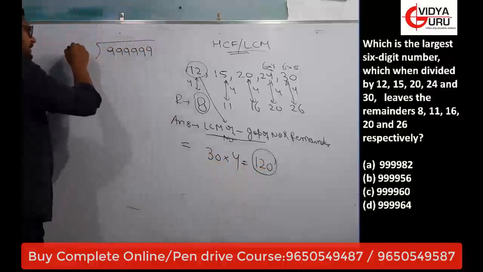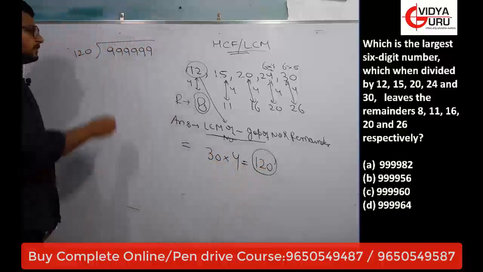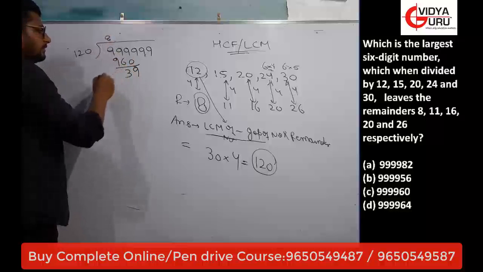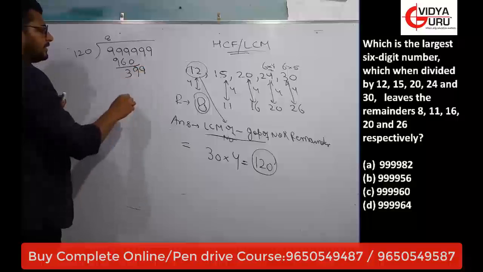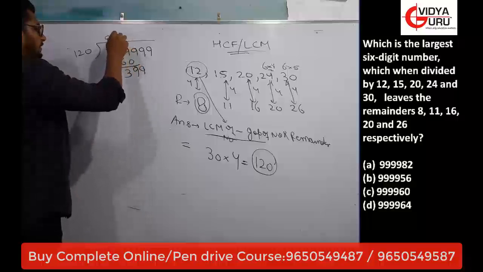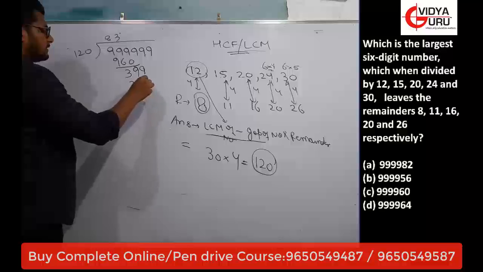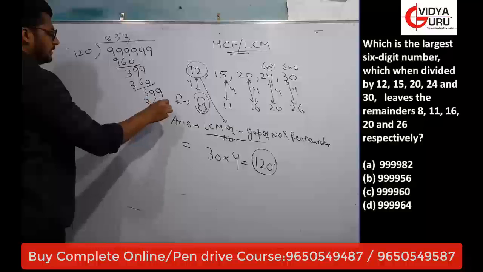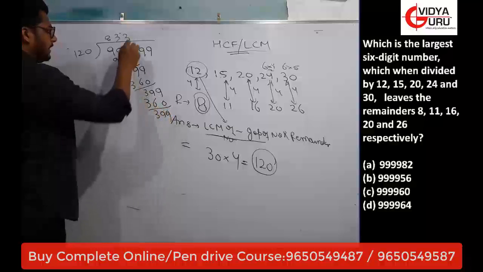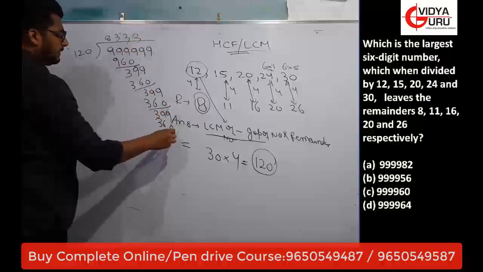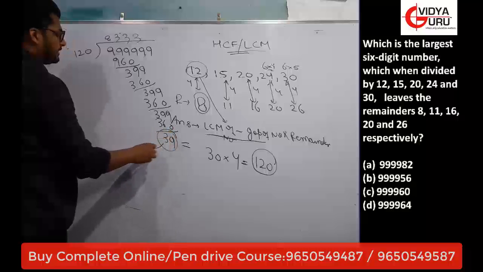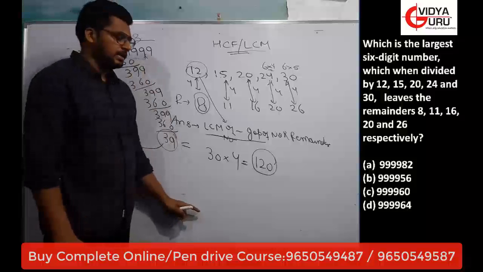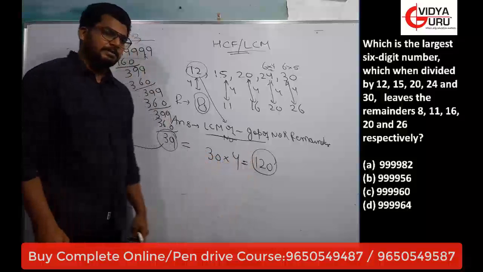So we will divide this by 120. 12 8 times is 960. What will be left? 39. Again 399 will come. 12 3 times is 360. Again 399 will come, 12 3 times is 360. Again 399 will come, and again 360, and the remainder will be what? 39. That means if the number was 39 less, it will be completely divisible by 120.